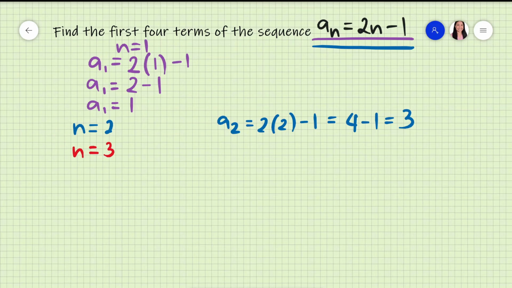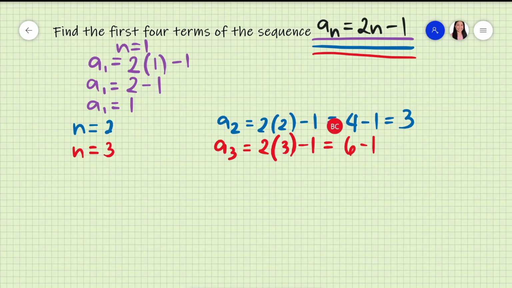Use the general term a sub n is equal to 2n minus 1, then substitute the value of n, and this will become a sub 3 is equal to 2 times the quantity 3 minus 1. Perform the operations, and this will become 2 times 3 is 6 minus 1 is equal to 5.